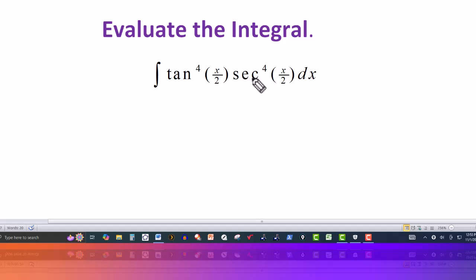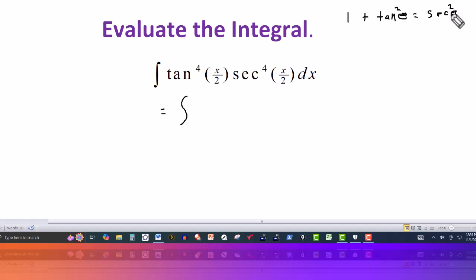See, if I break up the secant to the fourth into secant squared and secant squared, I'd have a secant squared, and that could lead me to letting u equal to tangent. So let's do this. Say the integral here, and it looks like it will work because I can break up, using the fundamental identity, 1 plus tangent squared theta is equal to secant squared at the same angle theta.